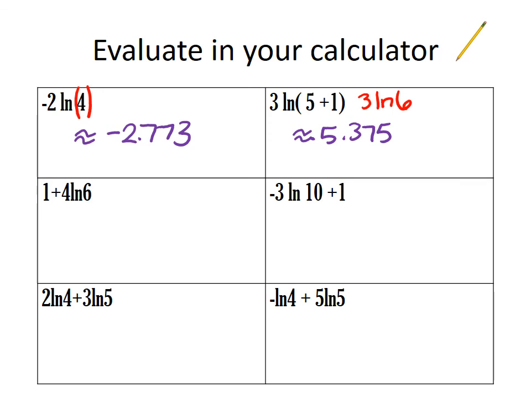For this next one, you're adding 1. So some of you might be more comfortable by typing in 4 ln of 6 equals and then add 1. It's up to you and what type of calculator you're using. So pause the video, try it out. You should get approximately 8.167.